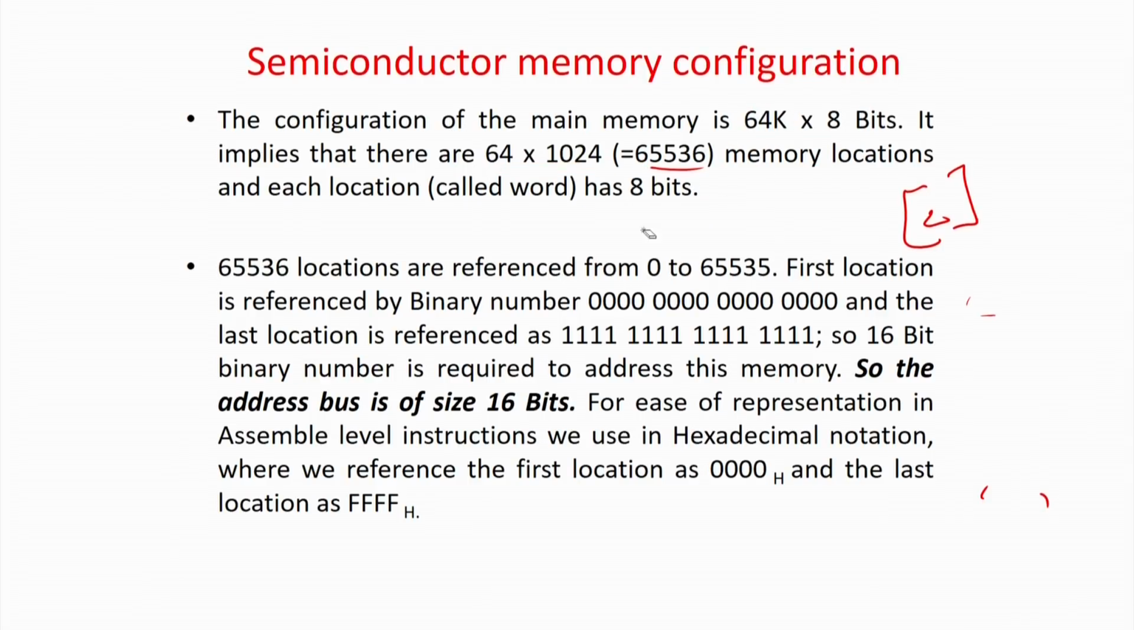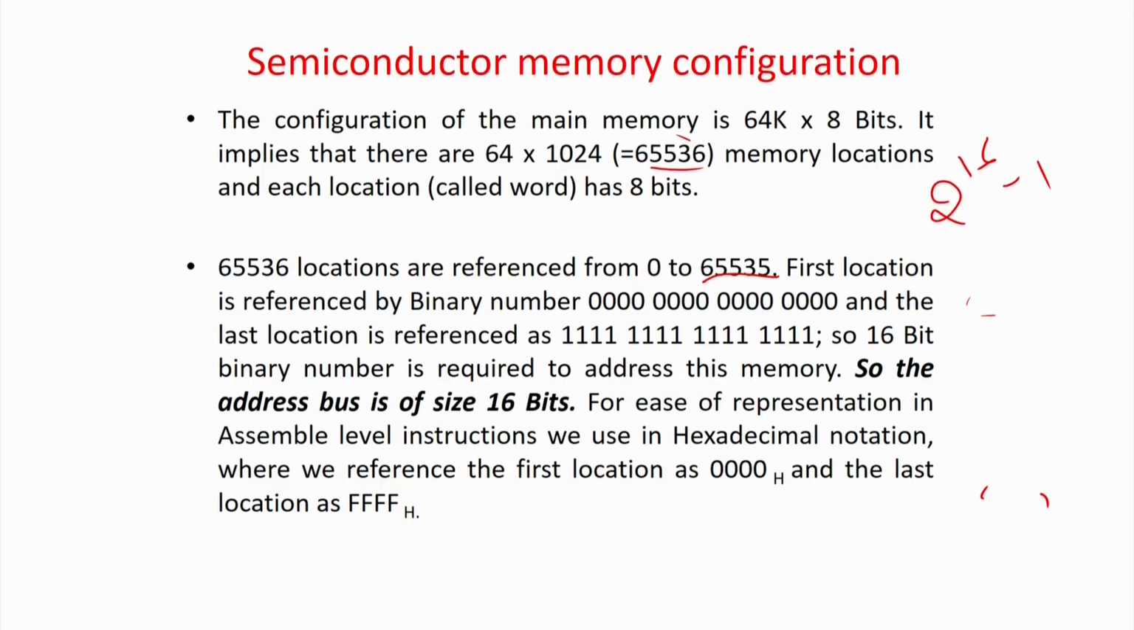So, how do you access the memory? Memory locations generally run from 0 to 65535, with a first location and a last location. The number of rows is 2 to the power 16, so the highest address is that number minus 1. Then your address bus size is 16 bits.